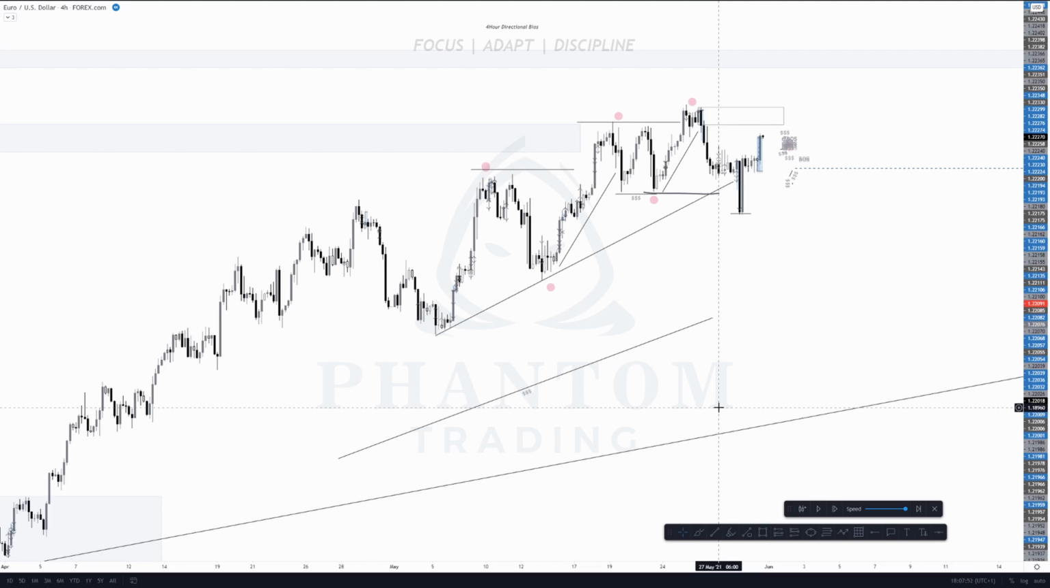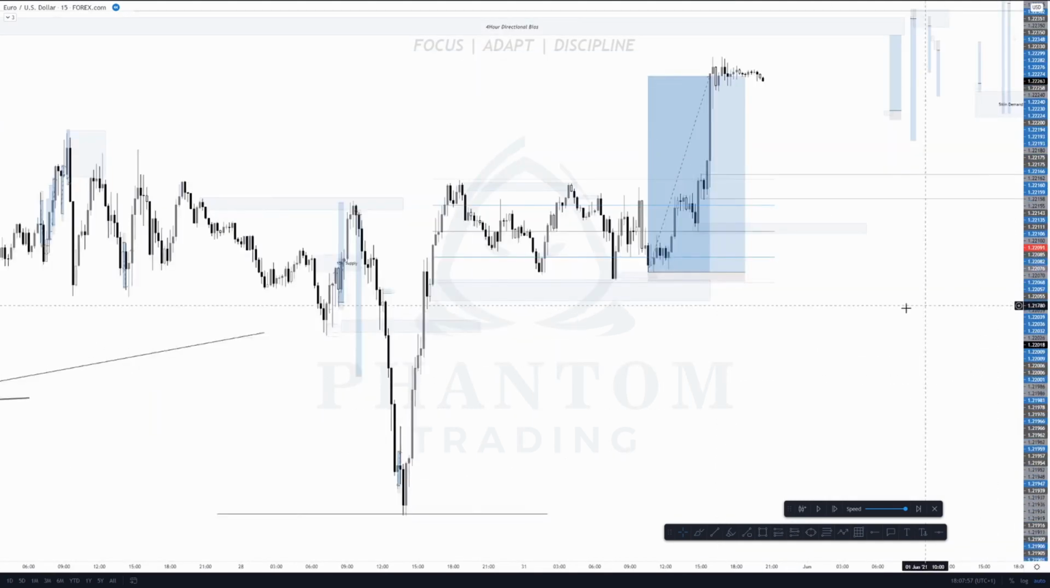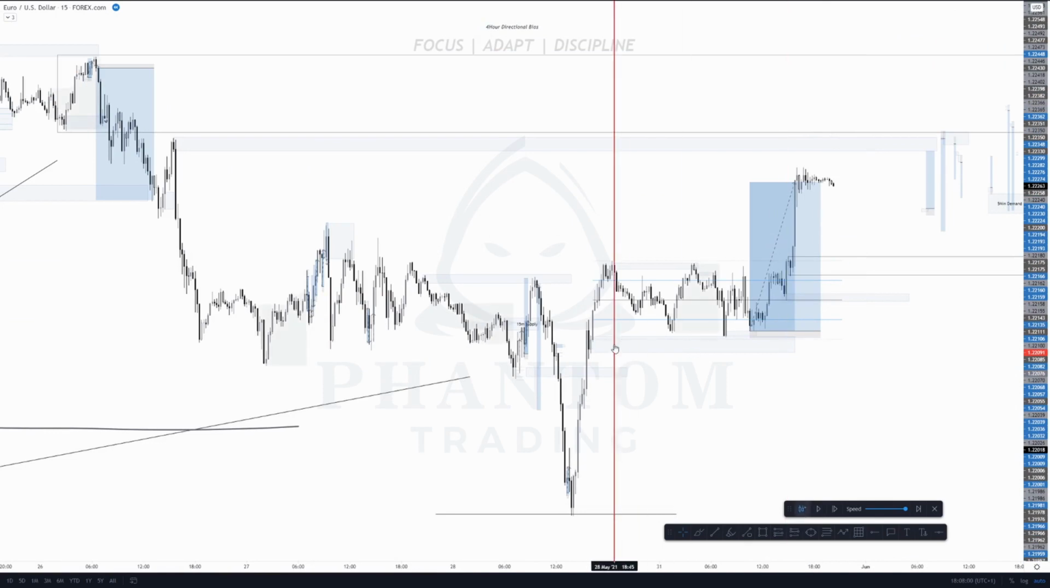So let's drift down into the 15-minute, and let's just pull price back to here.